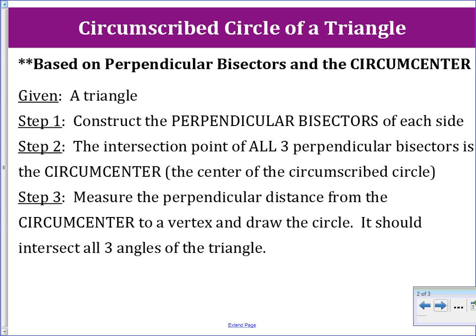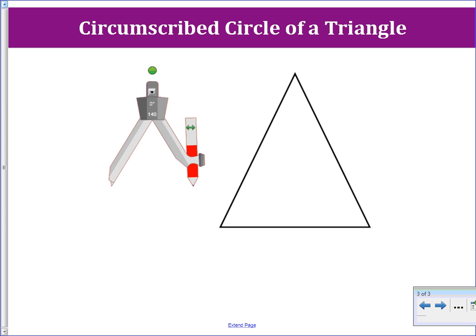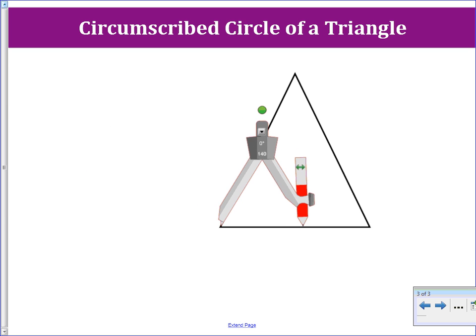So to make this construction, all we do is draw the perpendicular bisectors of the sides of our triangle. Because the intersection of all three is the circumcenter, if all three intersect at one point, two of the three will intersect at that point. So we are just going to draw two of our three perpendicular bisectors. So we have our triangle. We are going to draw our first perpendicular bisector, and we will go to this side down here.